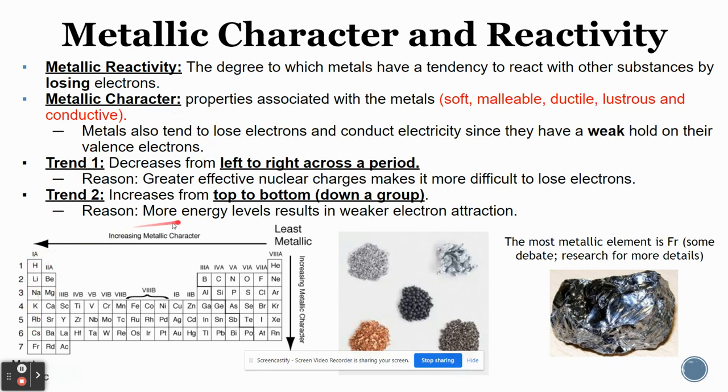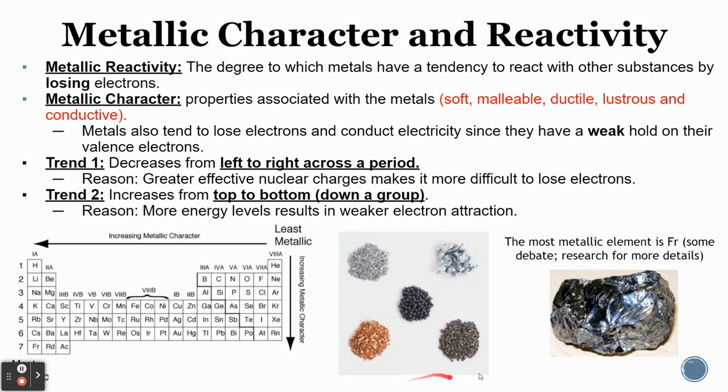Well, that has to do with more energy levels. There's more shielding, and because there's more shielding from the nucleus, the outer electrons can be donated more easily compared to something that's higher up. So lithium can give away its electron easily, but not as easily as, let's say, potassium, which has more shielding, and that's why it can give away its electron more effectively. So those trends, once again, are explained by effective nuclear charge and shielding.